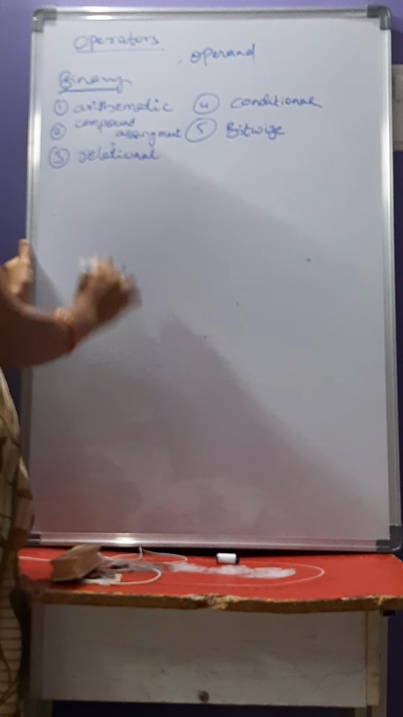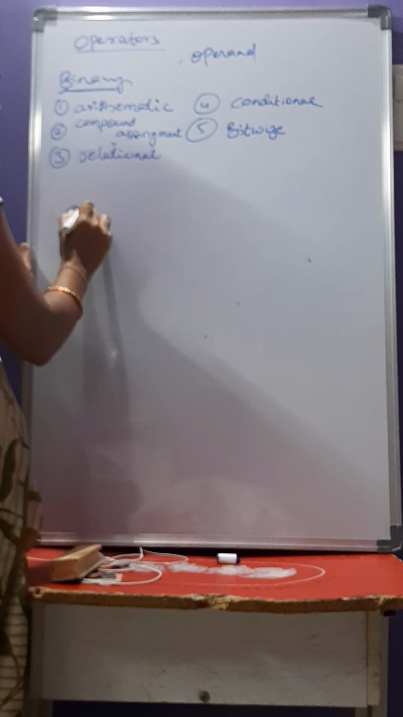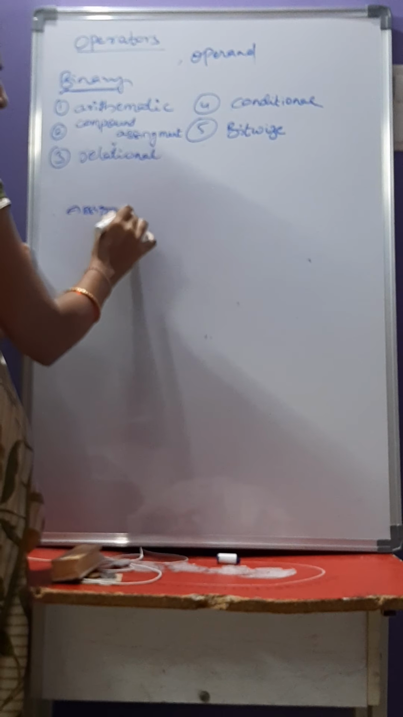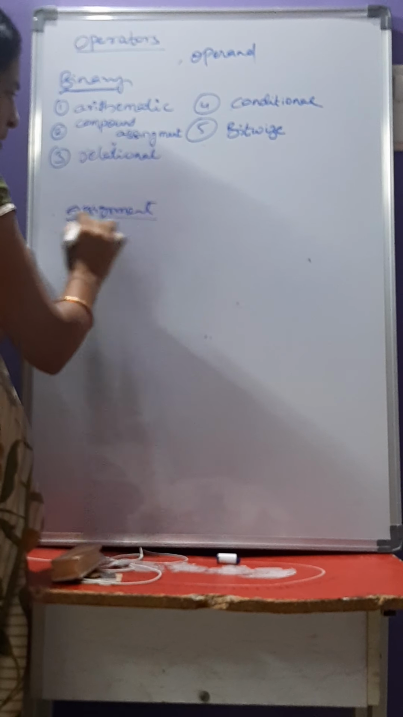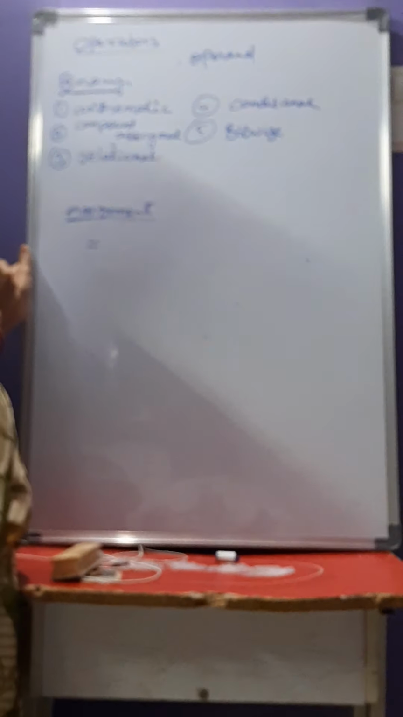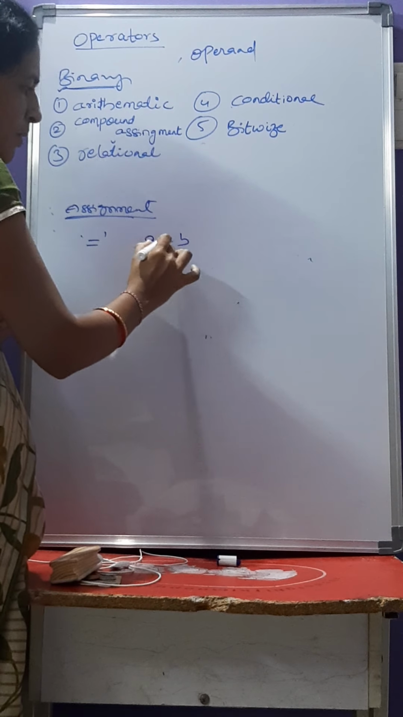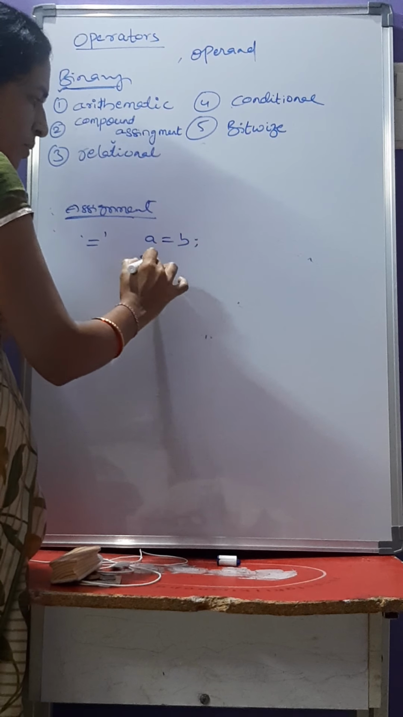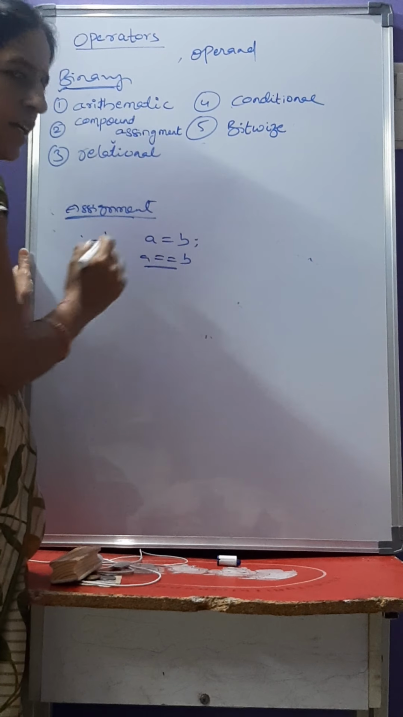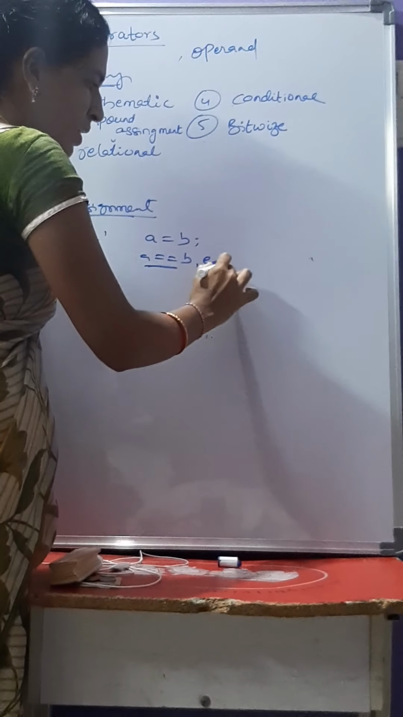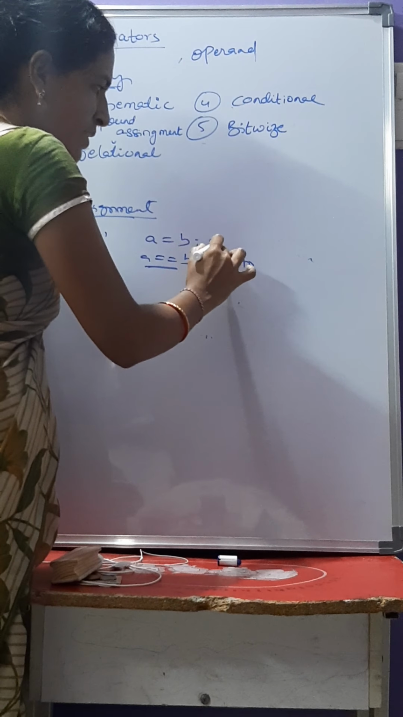And coming to the assignment operator, this one is separate. The assignment operator is the equal to sign, as in A equal to B. This is not the relational equal to. So this is the assignment operator.